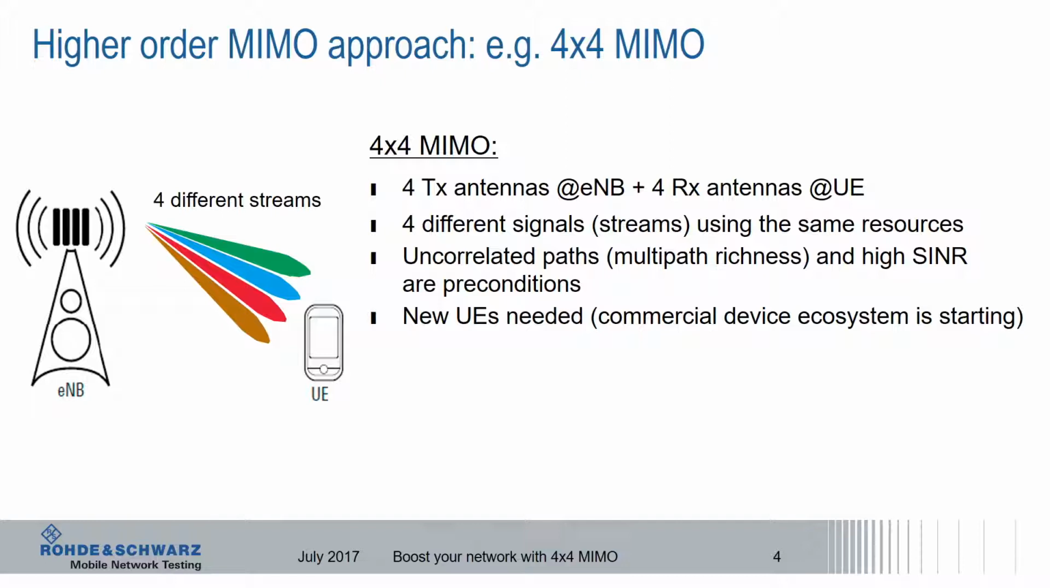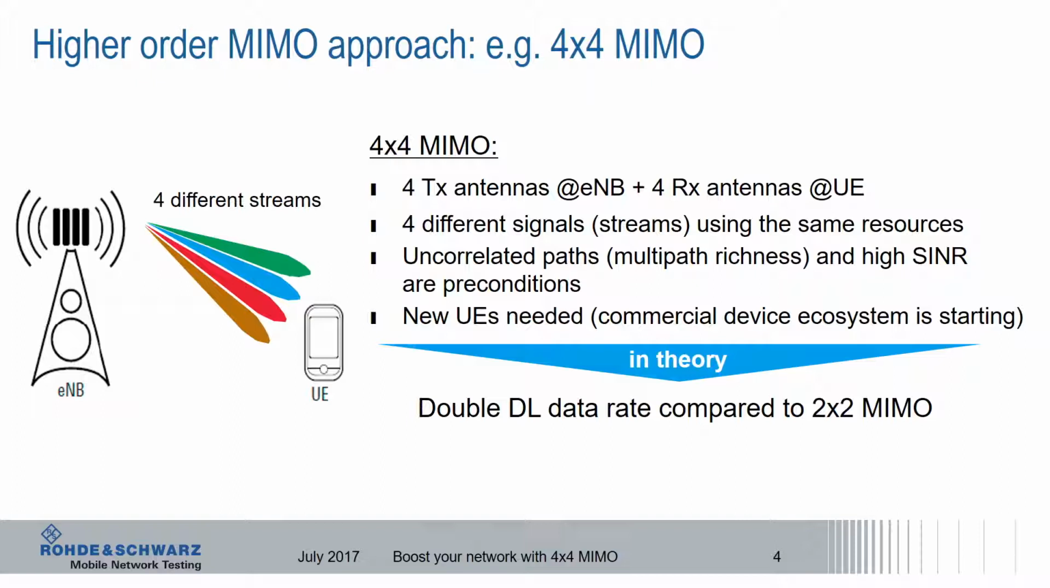4x4 MIMO is only possible with 4 uncorrelated paths on the channel. This is called multipath, and we need this multipath richness. And we need a high signal to interference and noise ratio to realize 4x4 MIMO. This is also called rank 4. In my part of the presentation, I will handle the base station and the UE side, and Michael will discuss the channel characteristics and how to measure the channel.